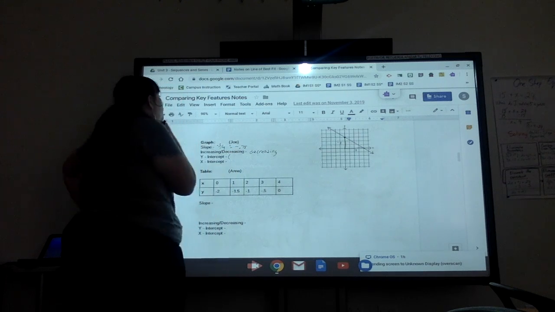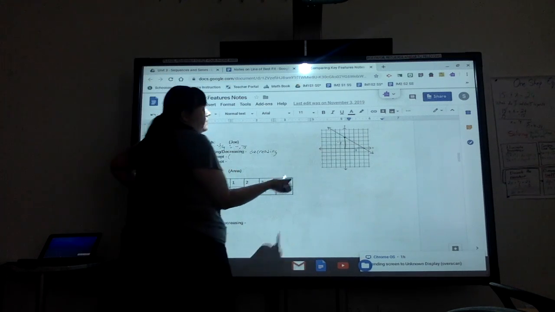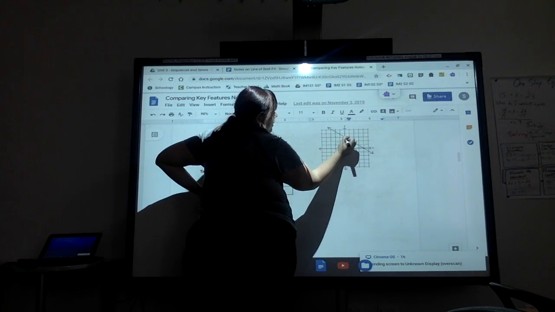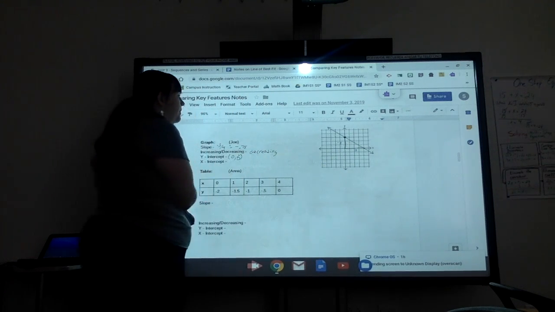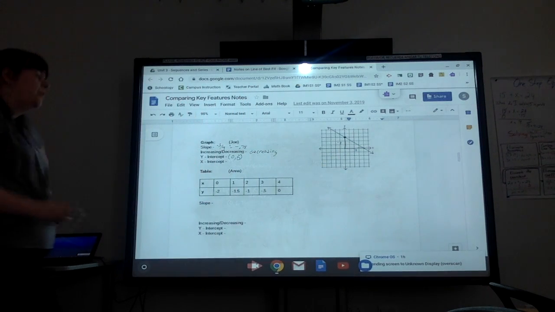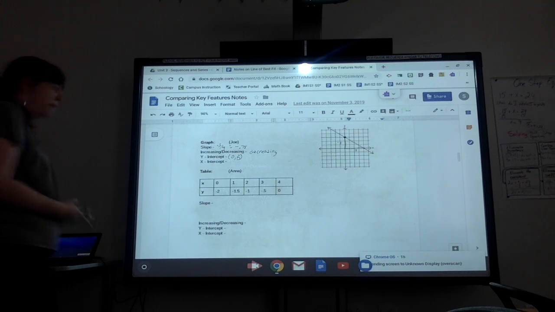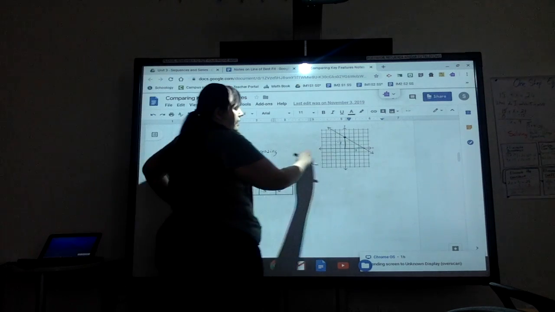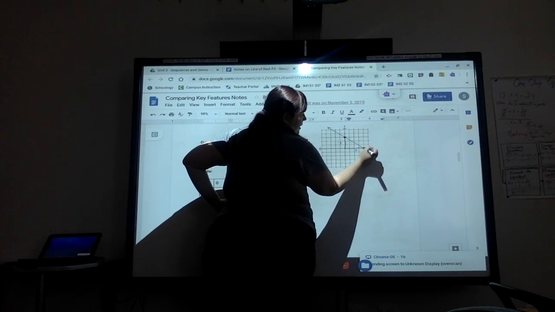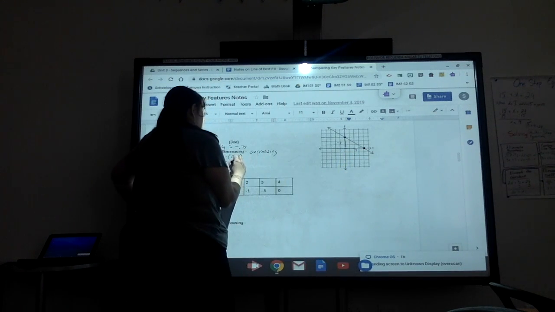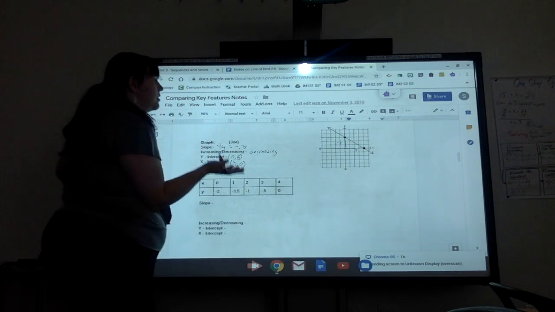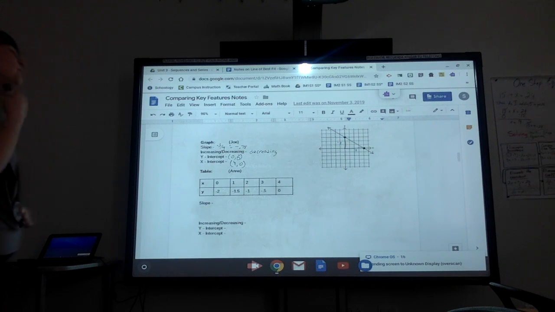His y-intercept, where did his graph cross y? That's right here. This point is 0 because it hasn't moved left or right, comma 3 because it went up 3. Meaning that he started with 3 inches of sand. Then his x-intercept, where it's crossing x, is right here. This x was over 4, so it's 4, comma, 0, because the y is 0. Meaning it took him 4 seconds to get rid of all of his sand.